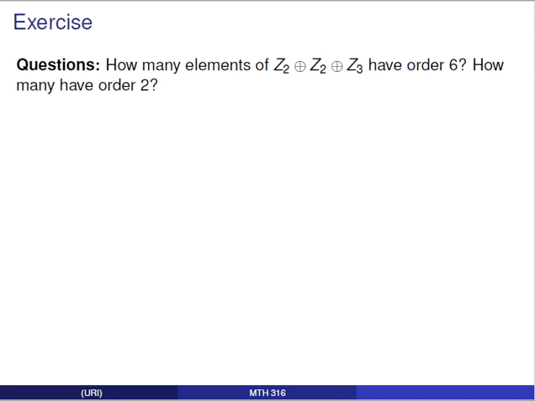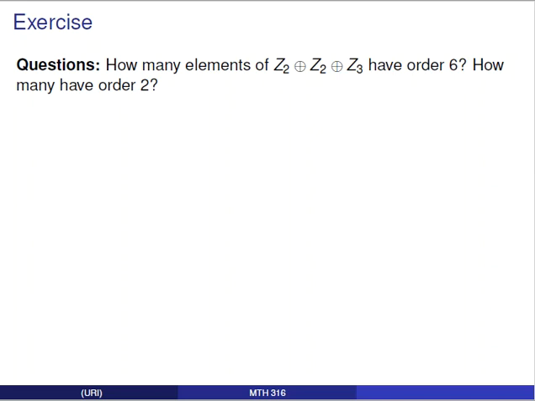Let's take a look at an exercise. How many elements of Z2 direct product Z2 direct product Z3 have order 6? And how many have order 2? If you're interested, go ahead and pause the video now and try to come up with an answer, either by reasoning or by actually listing the elements and figuring out what the orders are.